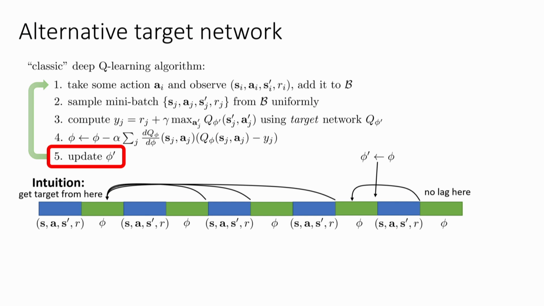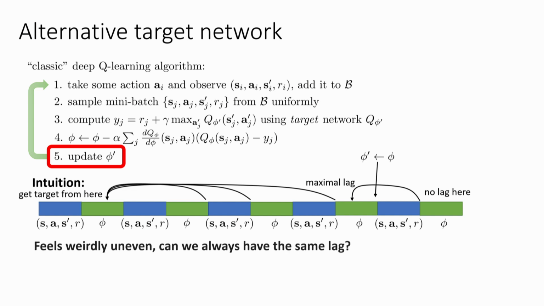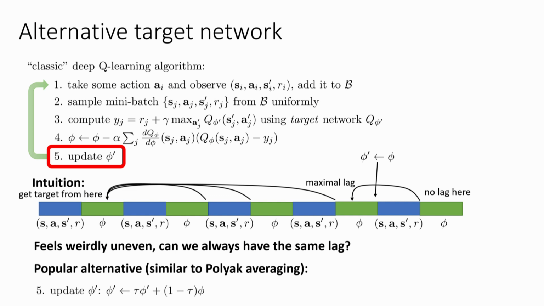So we might find this a little bit aesthetically displeasing. If you find it aesthetically displeasing, there's an alternative you can use that will keep the lag the same always. And that alternative is very similar to something called Polyak averaging. So if you've heard of Polyak averaging in convex optimization, it's a kind of similar principle. Instead of actually updating phi prime to be equal to phi every 10,000 steps, what you can do is update it every single step, but have a damping term on it.